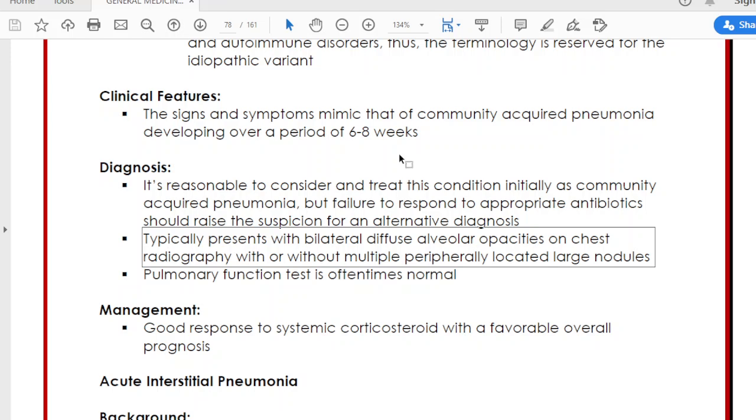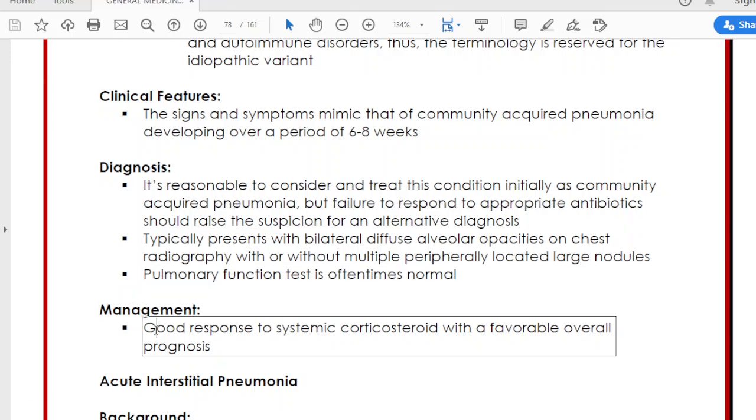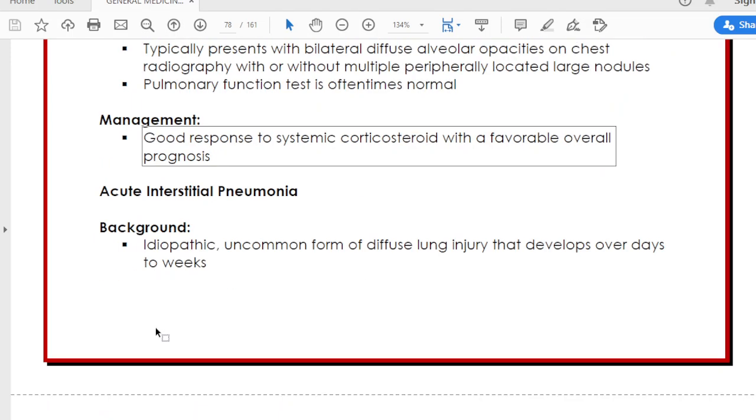Typically presents with bilateral diffuse alveolar opacities on chest radiography, with or without multiple peripherally located large nodules. Pulmonary function test is oftentimes normal. Management: good response to systemic corticosteroids with a favorable overall prognosis.